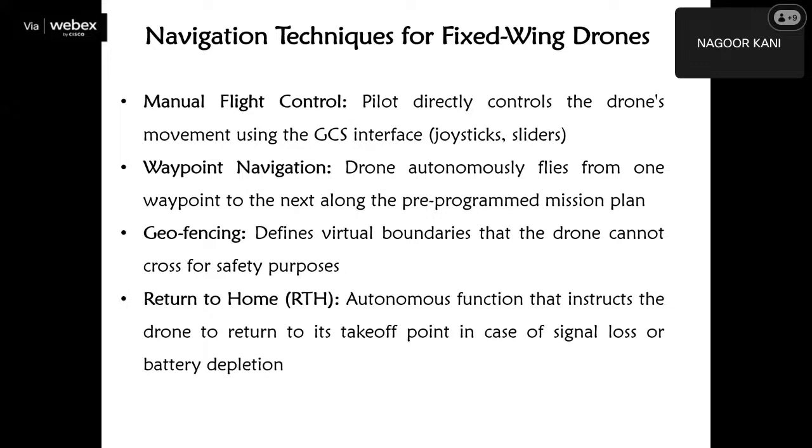During manual flight, the pilot directly controls the drone's movement using the GCS. The flight controls are mostly joysticks or a tablet with keys present on it. Waypoint navigation is already explained. It is used to fly the drones autonomously.